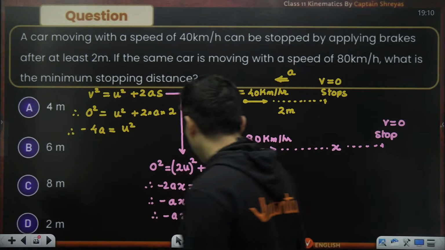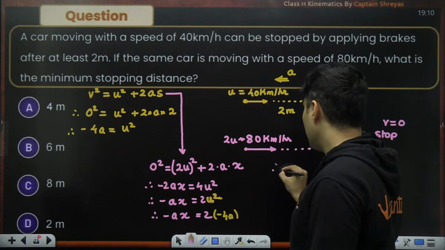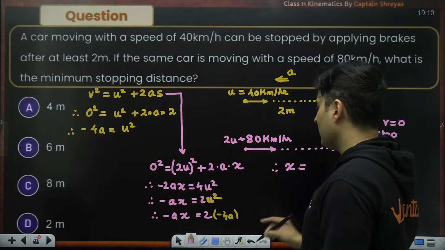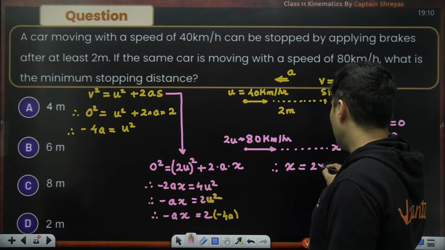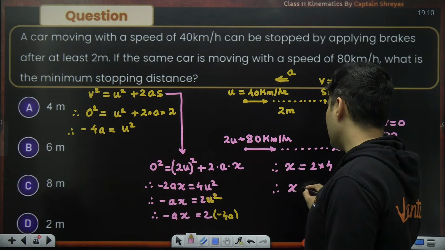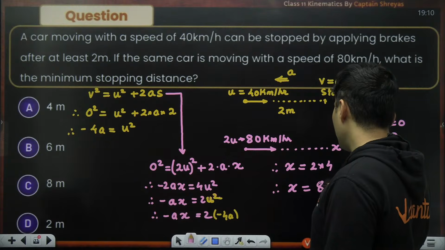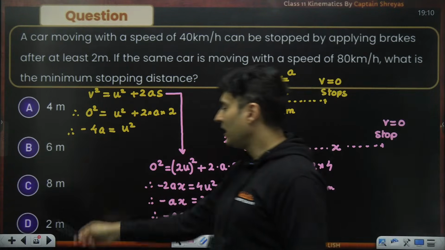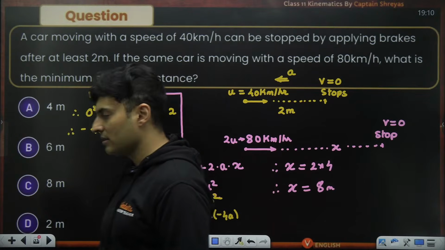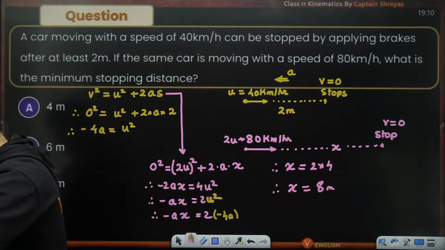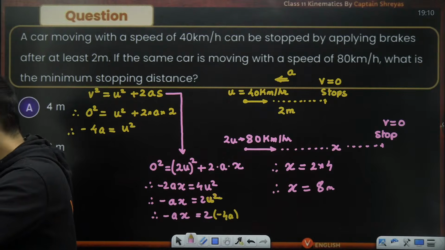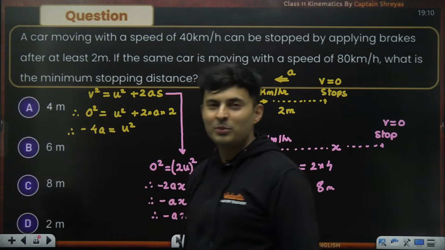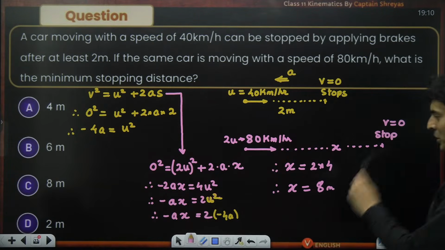So what happens? Just check this out. A minus minus cancels. Therefore, x will be equal to 2 multiplied by 4. But that answer will be in meters. So it will be basically 8 meters. So this stopping distance will now become 8 meters. That is the correct answer. All right. Perfect. Awesome. So what a beautiful, beautiful question.